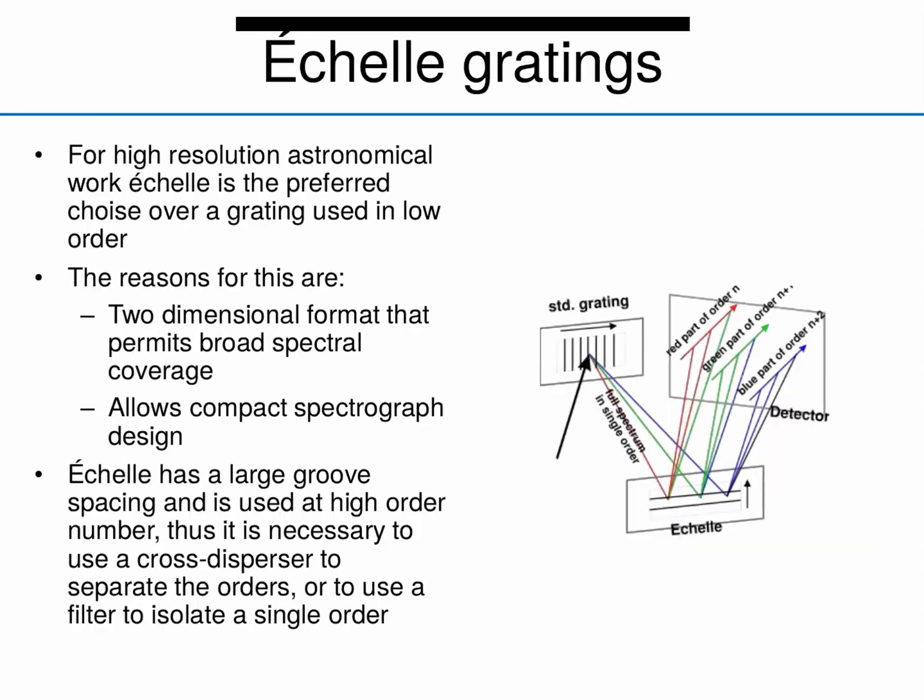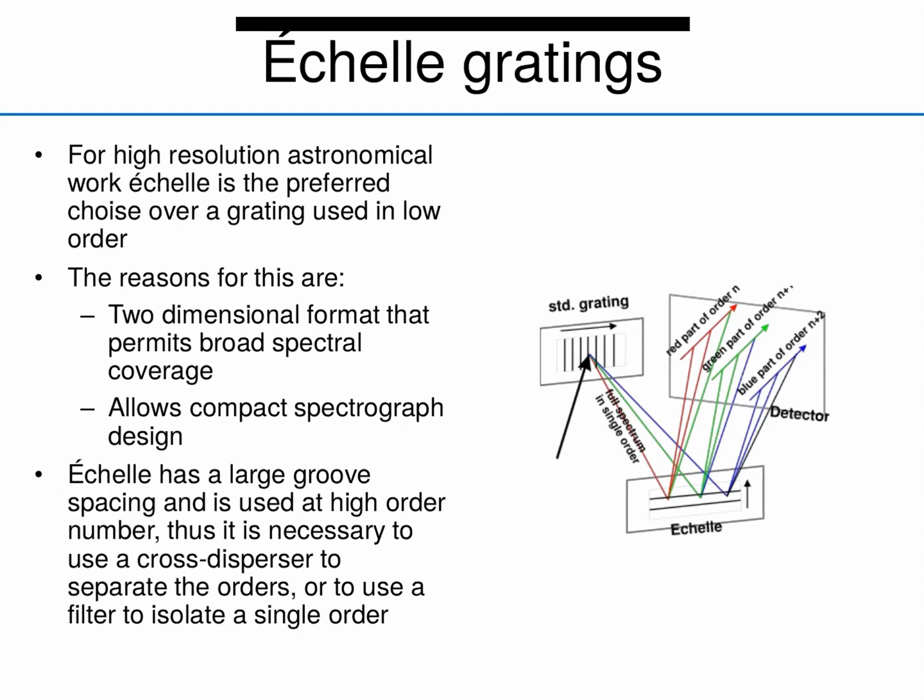So how do we usually do the high resolution? We use so-called Échelle gratings. They have two advantages. First of all, if you think of the first examples I showed, you have your object, you have your slit, and you have your spectrum. So you have only one spectrum, whereas your detector is much larger. So you are having a lot of empty space in your observations. With Échelle gratings, you can actually get a two-dimensional format. So that permits a broad spectral coverage.